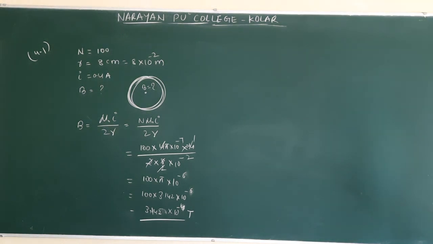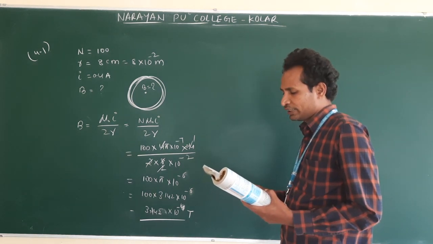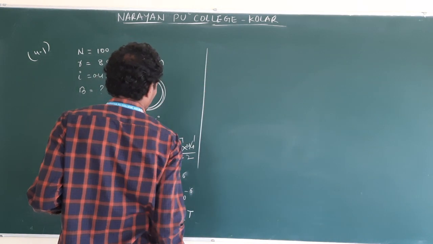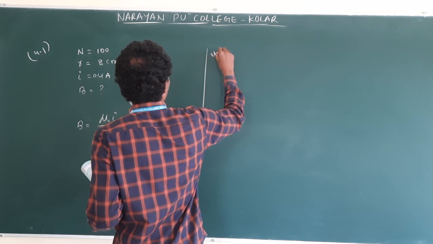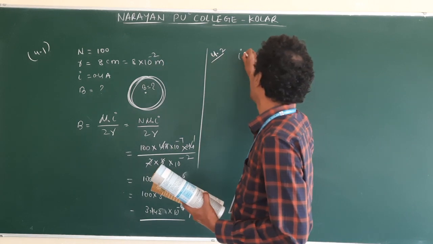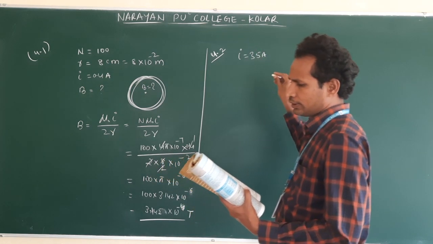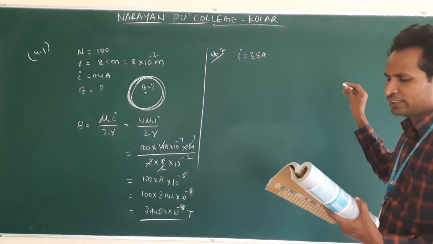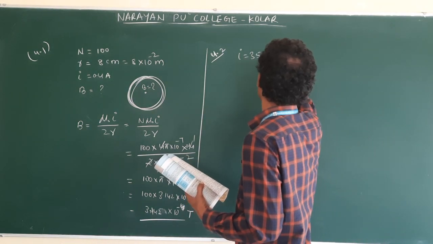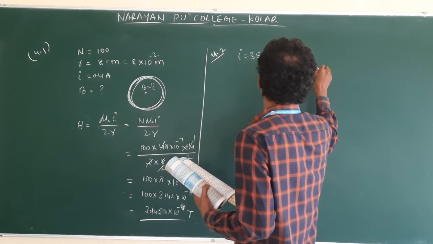Now second question. A long straight wire carries a current of 35 ampere. What is the magnitude of field at a point 20 centimeter from the wire? Clear. Now, second problem, 4.2. A long wire carries a current I is equal to 35 ampere. What is the magnitude of the field B at the point 20 centimeter? Distance given d is equal to 20 centimeter. This will be 20 into 10 power minus 2 meter.